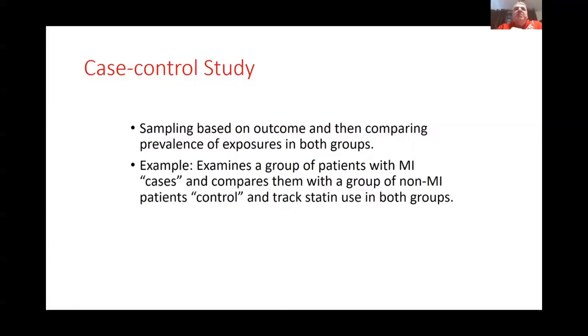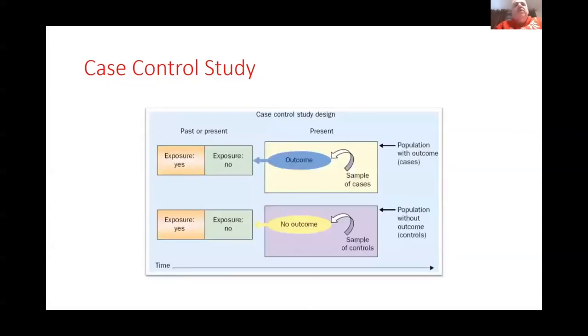Case control study, as I said, is the best fit for rare diseases. Sampling is based on the outcome, on the disease status, and then comparing the prevalence of exposures in both groups. Example, examining a group of patients with MI as cases and comparing them with a group of non-MI as controls, and tracking statin use in both groups to see if it's correlated with the disease or not by calculating what we call the odds ratio, which is a substitute for the relative risk.